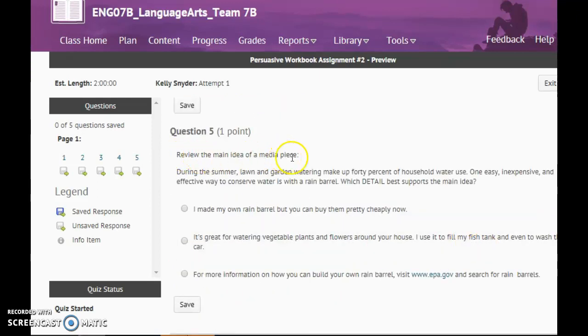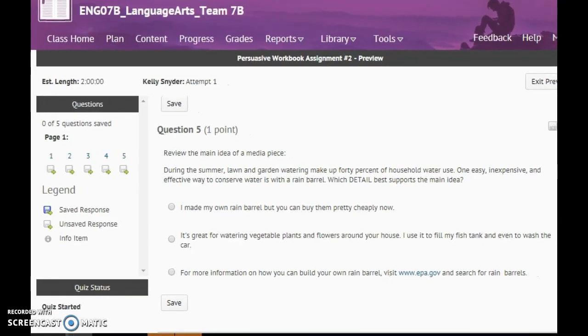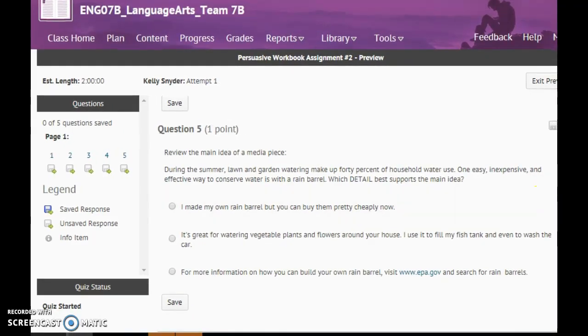Question 5, review the main idea of a media piece. During the summer, lawn and garden watering make up 40% of household water use. One easy, inexpensive, and effective way to conserve water is with a rain barrel. Which detail best supports the main idea?